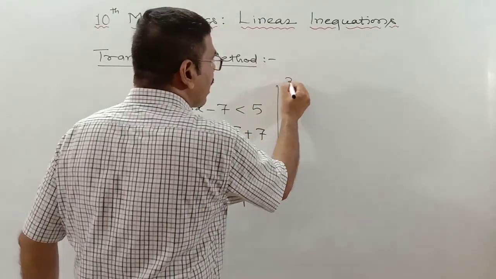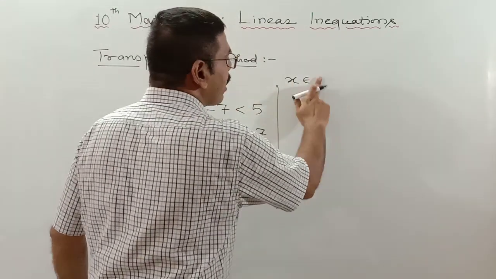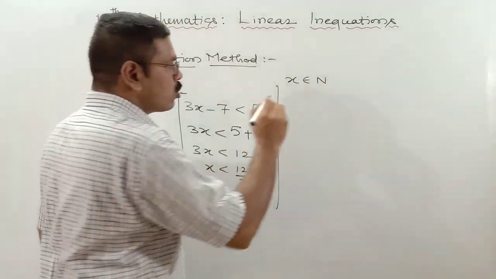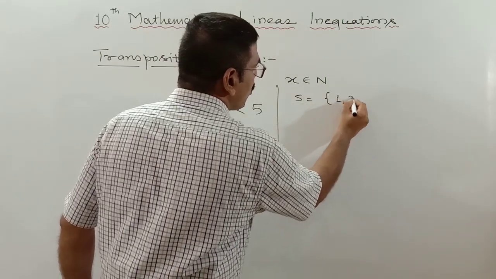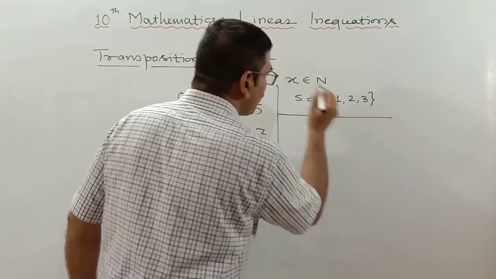Suppose it is given x belongs to Q. It was given in the question. Suppose x belongs to N. It was given, so it is x is less than 4. So your answer will be, solution set S will be {1, 2, 3}. Is it clear? See that S with the set.